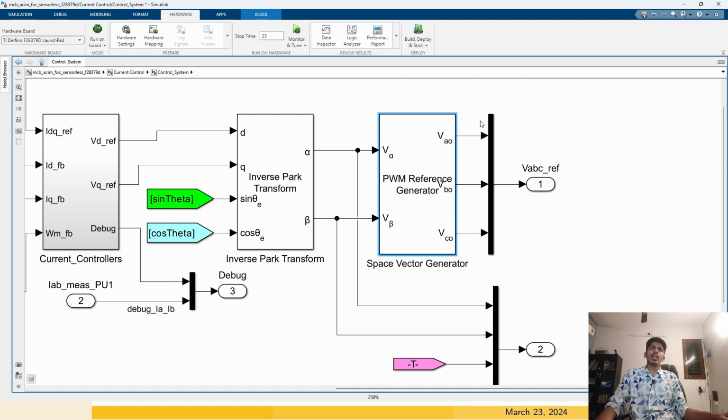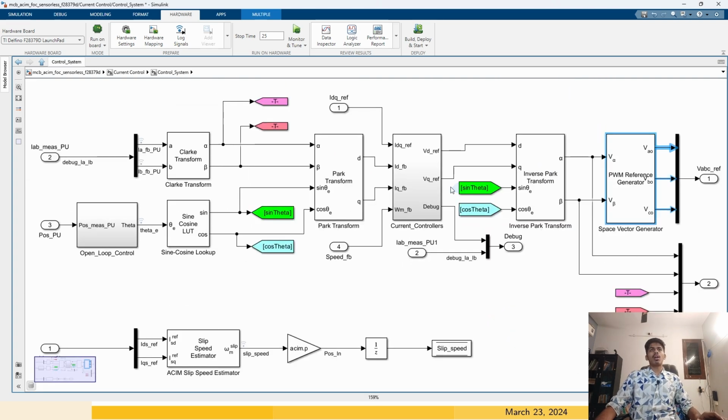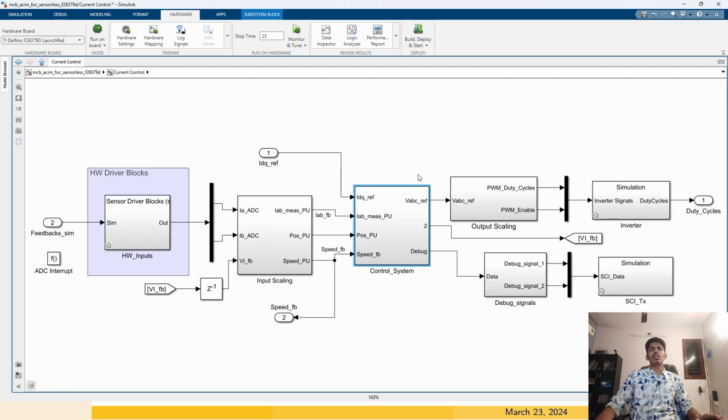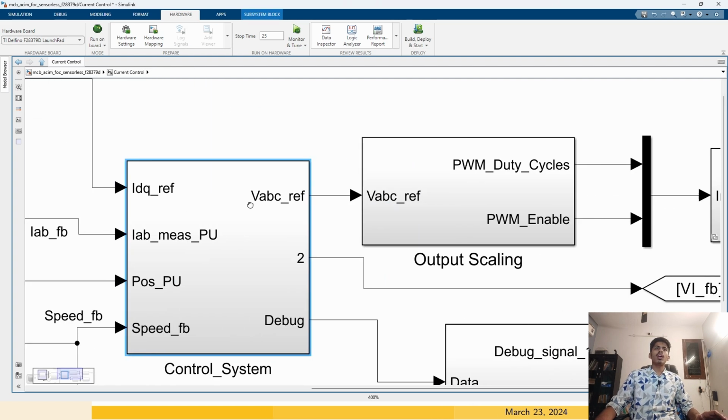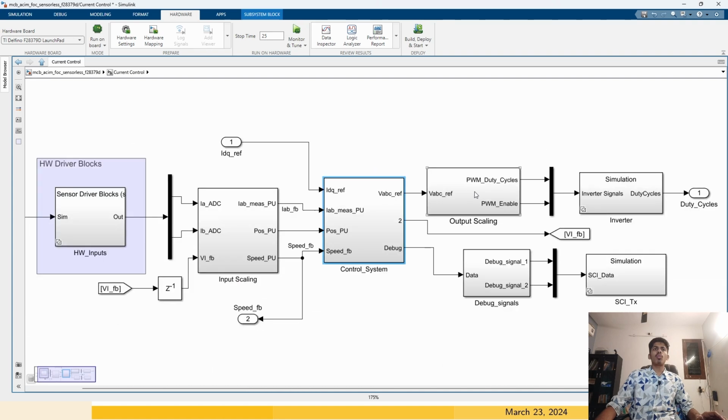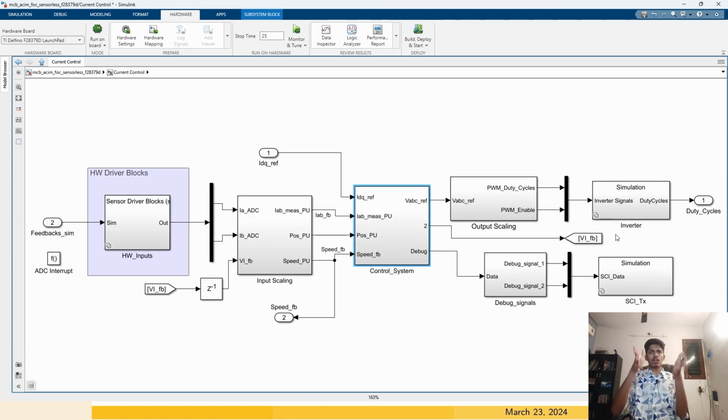Okay, so now we are getting the A, B, C three phase values in the stator frame. So this V alpha, V beta is going through this inbuilt block to generate the VABC with the space vector PWM modulation method. So we are giving the VABC ref to the output scaling block. So that concludes our control system. The core FOC is over.